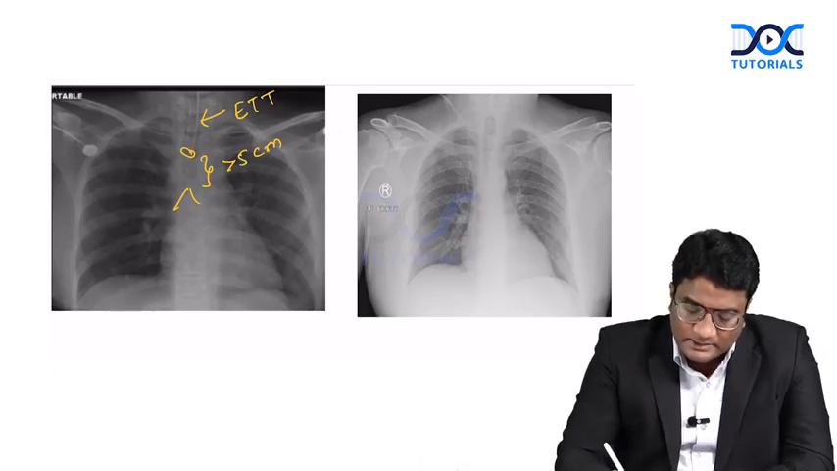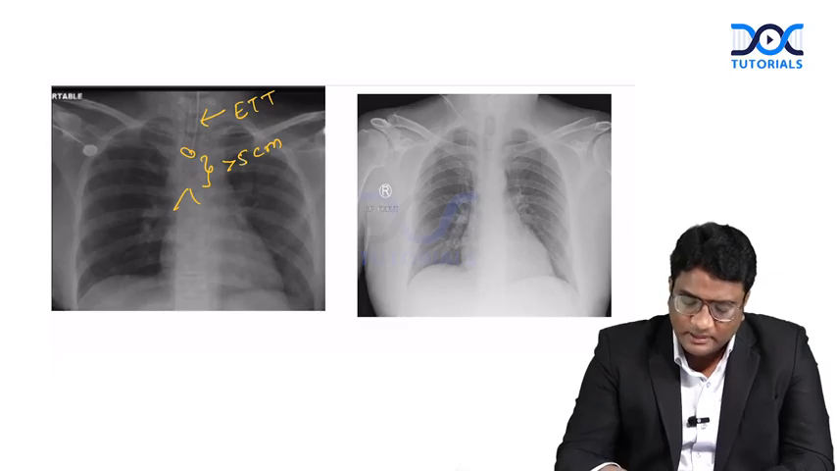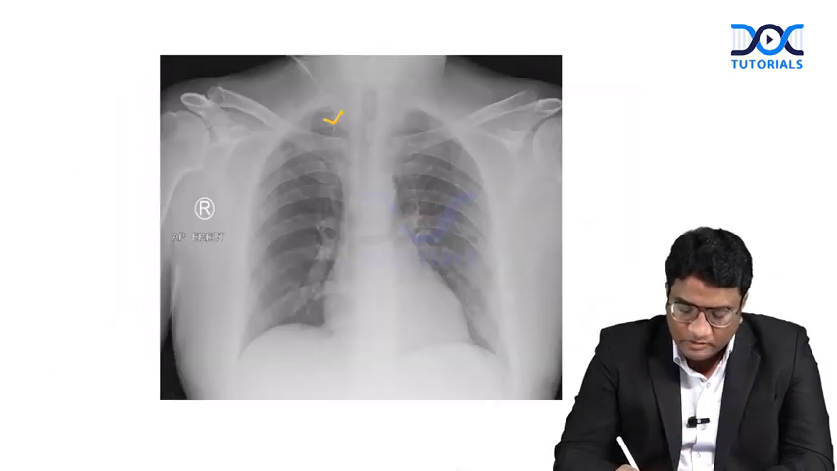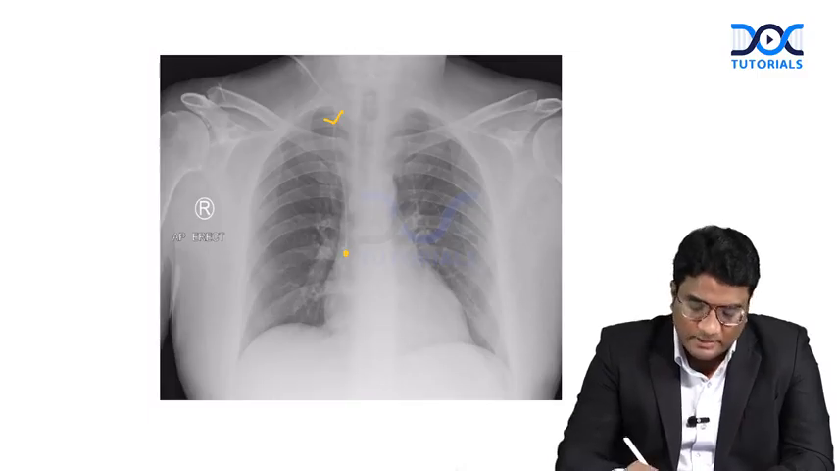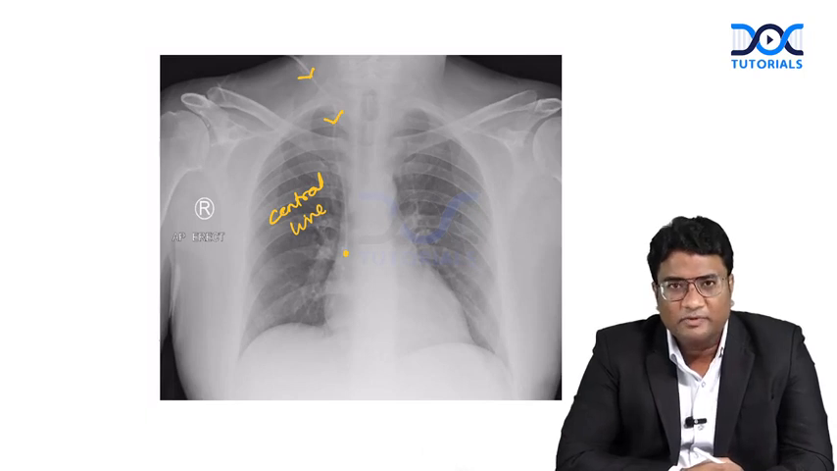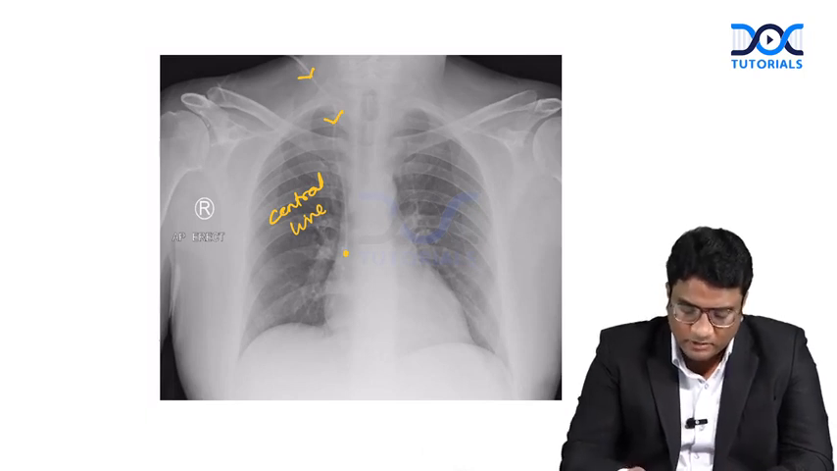And what is this line that you are seeing here? I can zoom it for you. Can you see this line that is coming into the superior vena cava? So this is your central line insertion. This is the central line. From the neck region, you can see this line entering into the superior vena cava. This is your central line that you see in your patients.